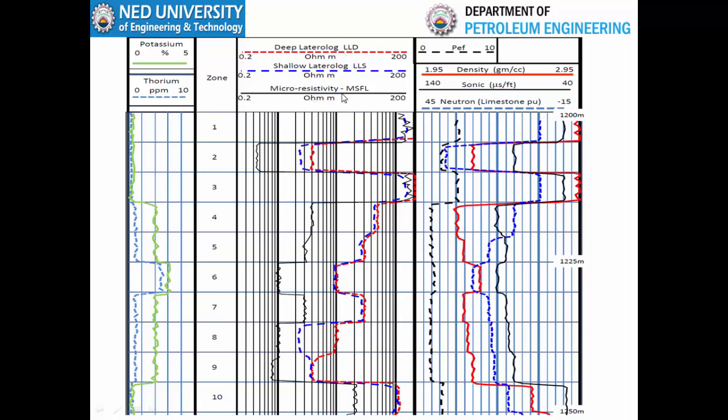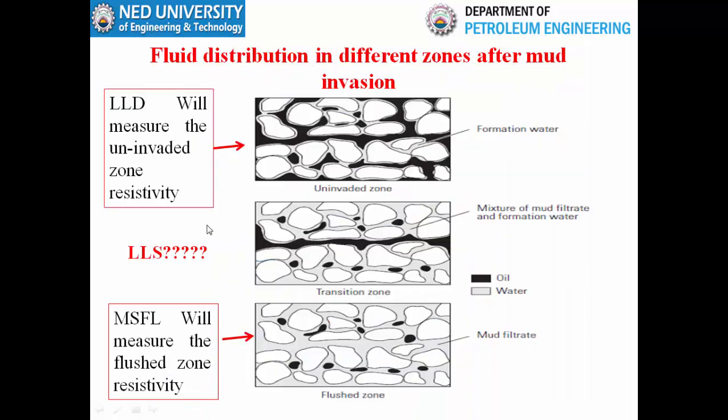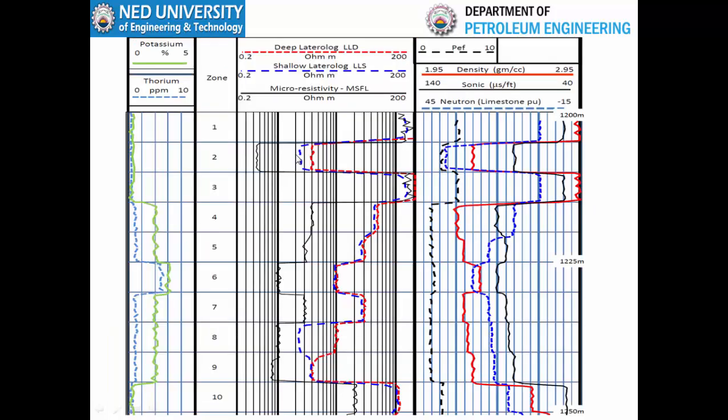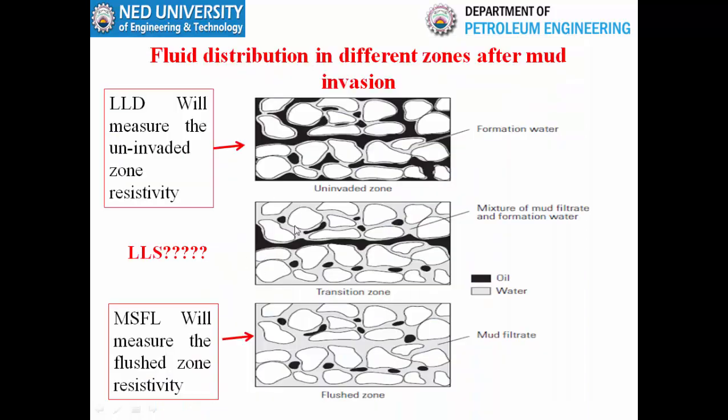So MSFL will be reading the flush zone and LLD will be reading the uninvaded zone resistivity, and LLS will be measuring either the transition zone or the uninvaded zone resistivity, depending on the depth of invasion of your mud. If mud invasion is deep, LLS will be measuring the transition zone resistivity. If mud invasion is shallow, the LLS will be measuring the deep zone resistivity.